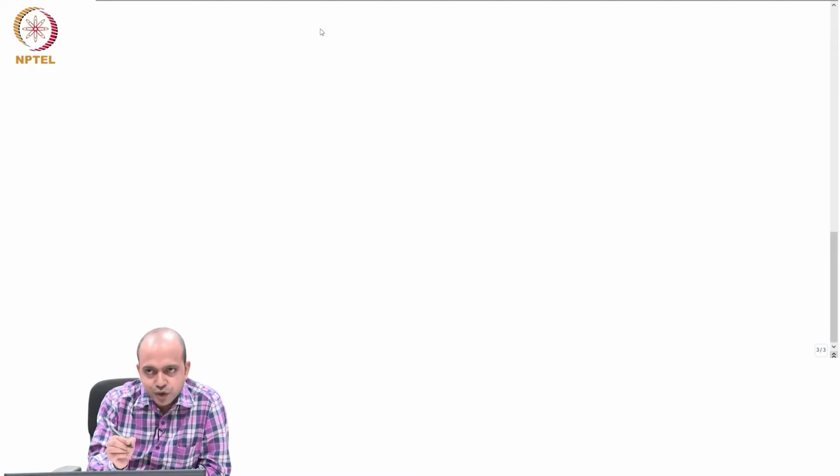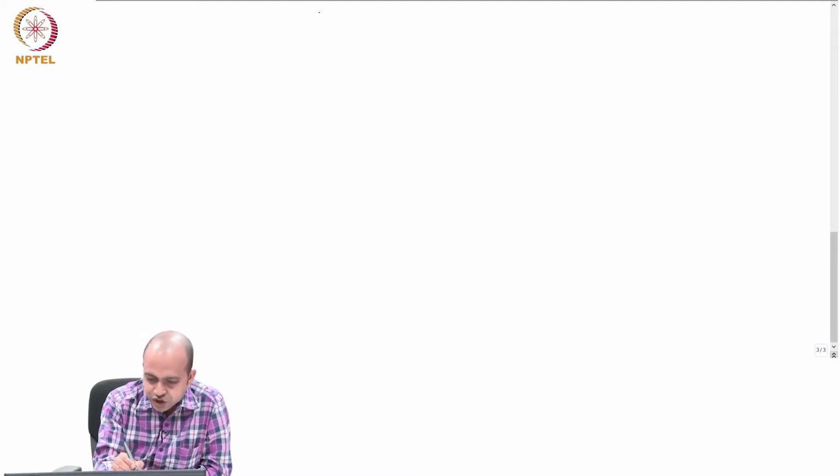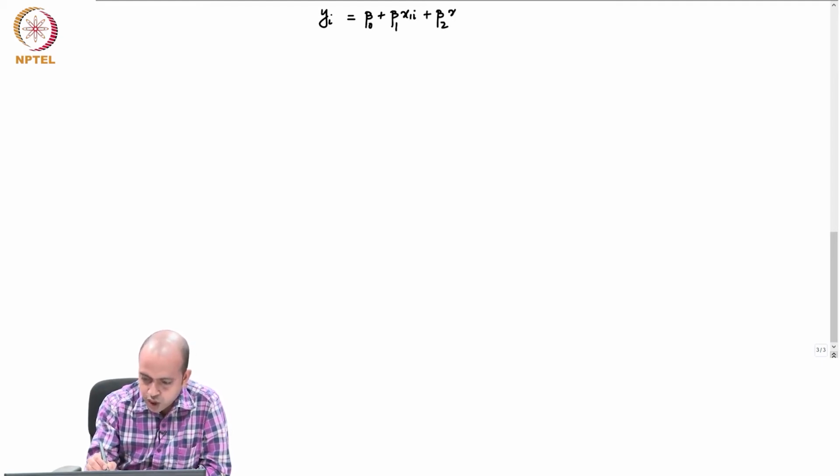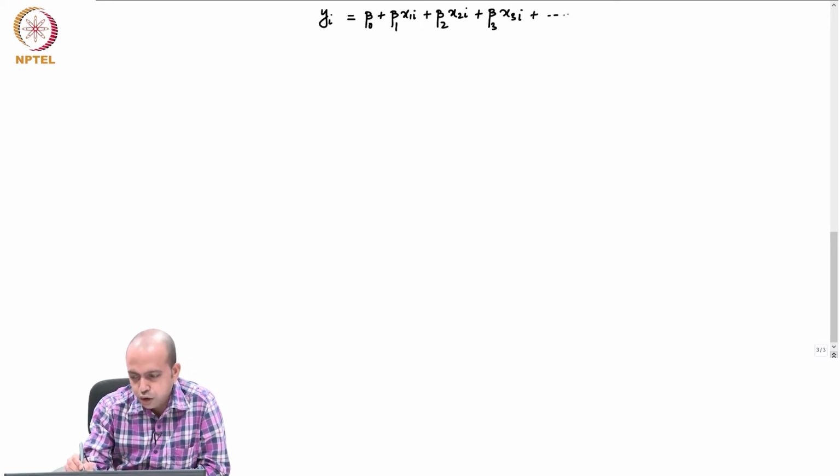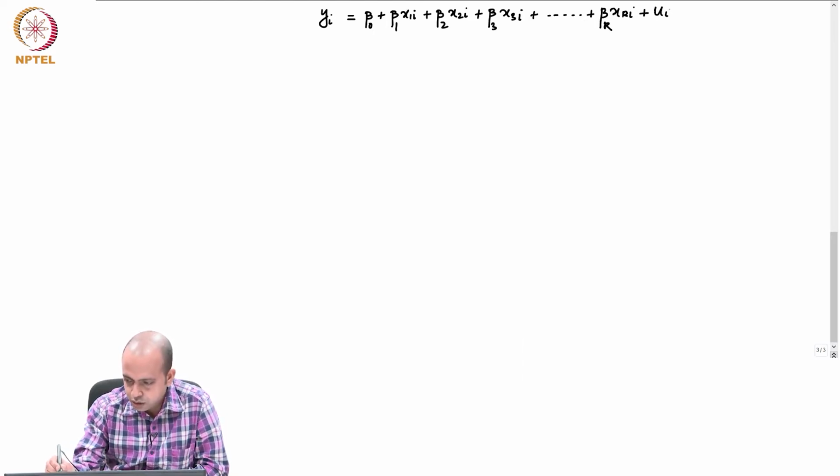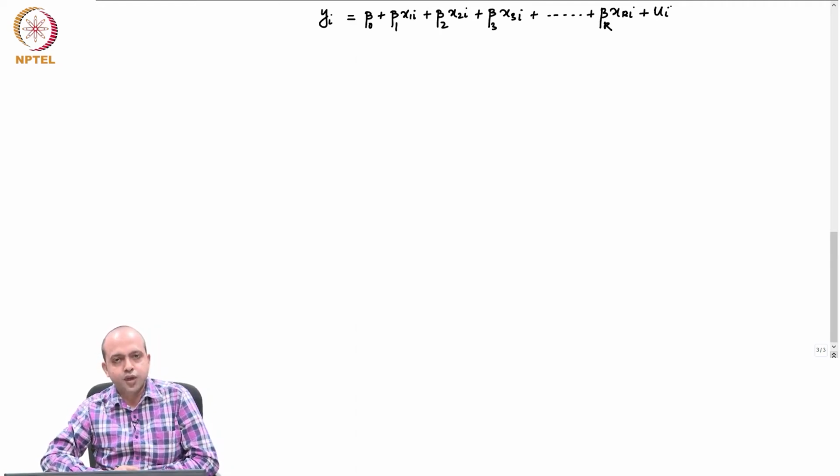How do you estimate multiple linear regression model? Let us write our generalized multiple linear regression model as yi equals beta 0 plus beta 1 x1i plus beta 2 x2i plus beta 3 x3i plus ... beta k xki plus ui. This is our model.